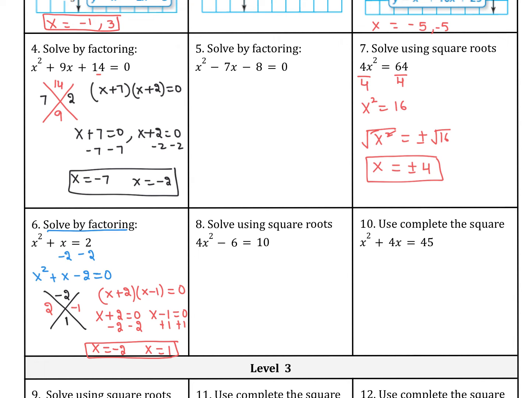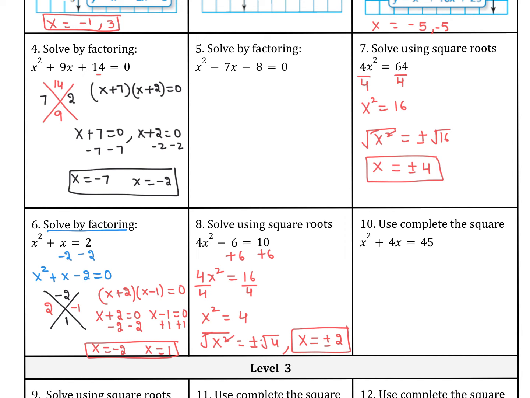For example, in number 8, you add 6 on both sides. 4x squared becomes 16, and then you divide by 4 in order to isolate x squared. You get x squared = 4. And then you take the square root on both sides. So x = plus or minus the square root of 4, and x becomes plus or minus 2 because the square root of 4 is 2.